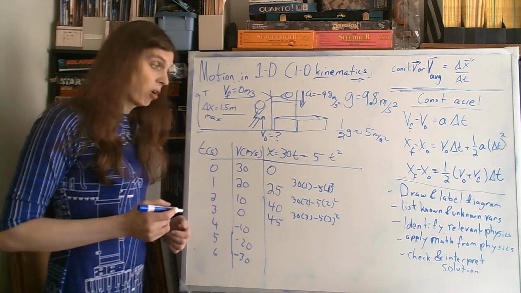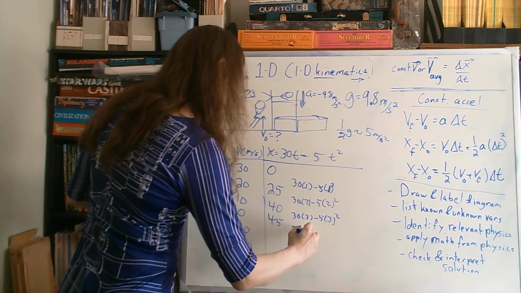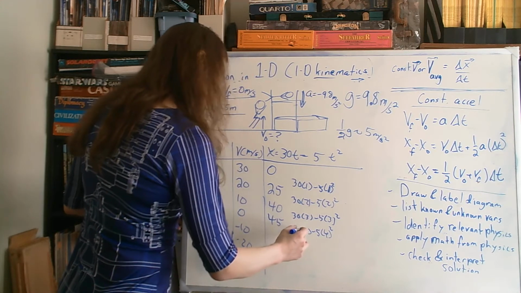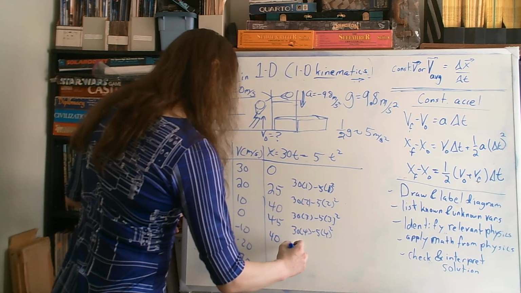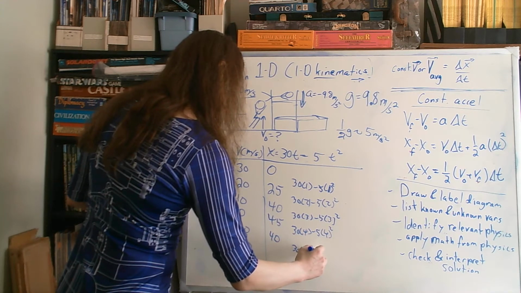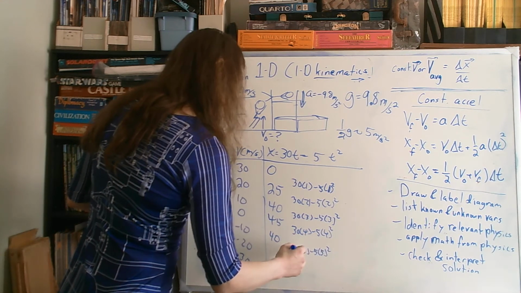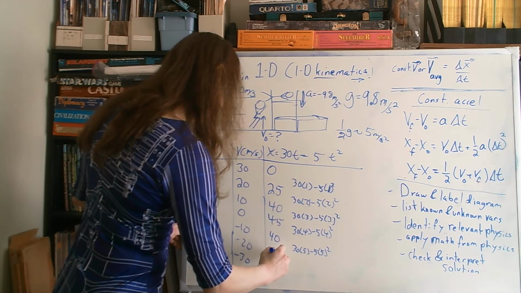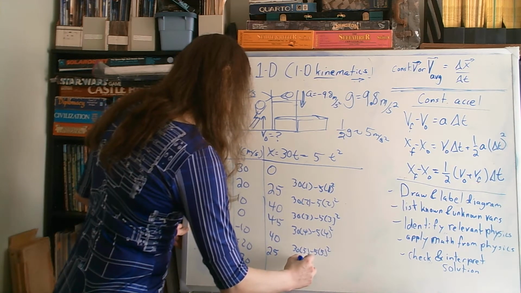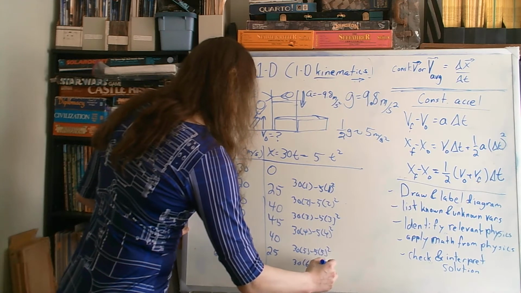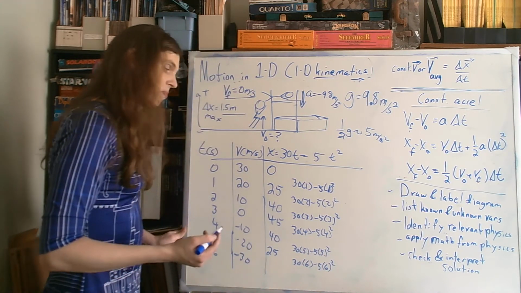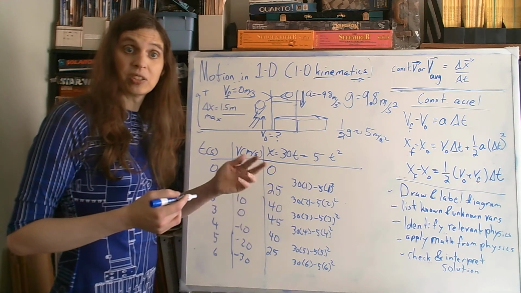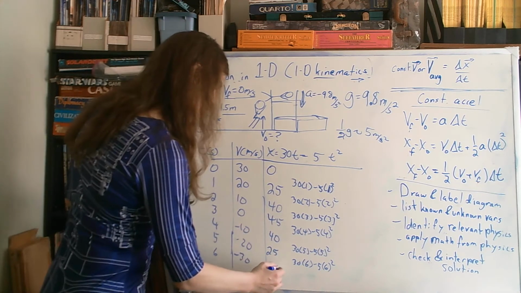So it should be getting lower from here on. Then 30 times 4 minus 5 times 4 squared, which is 40. And then 30 times 5 minus 5 times 5 squared, 150 minus 125 is 25. And then 30 times 6 minus 5 times 6 squared. And that is 180 minus 5 times 36, also 180, so that's 0.